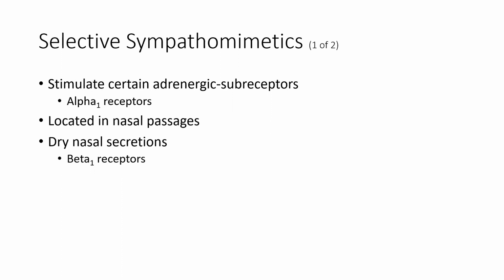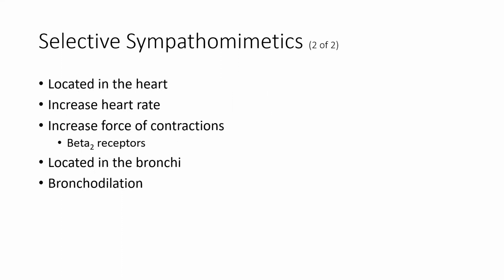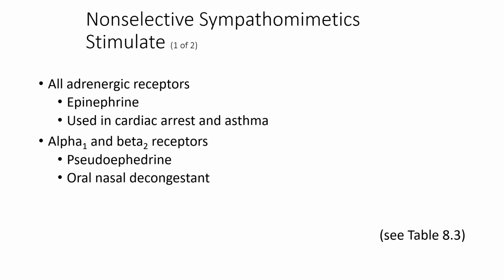They are located in the nasal passages. They dry the nasal secretions. Beta-1 receptors, especially, they dry the nasal secretions. They are located in the heart. They increase the heart rate over there. They increase the force of contraction, especially, again, the beta-2 receptors. They are located in the bronchi and they do the bronchodilation, meaning they dilate the bronchioles.